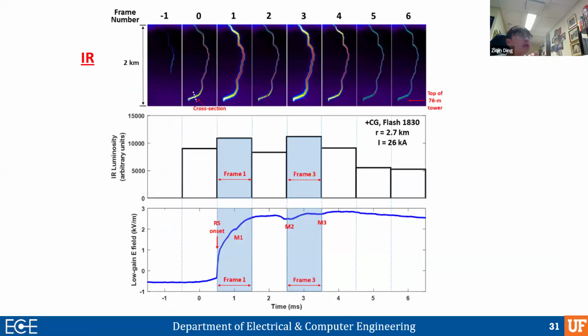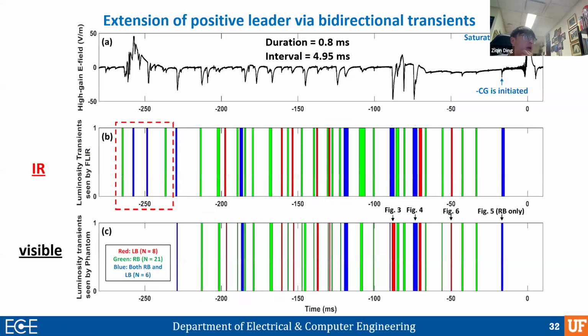Similarly in the infrared camera, not for the same flash, but also during the positive return stroke stage, after the return stroke, we measure the luminosity inside it. We also observe changes corresponding to M components measured in the electric field. We see luminosity increase for frame 1 and frame 3 in the infrared range. We also observe bidirectional transients during the positive leader stage in both the infrared and the visible range.